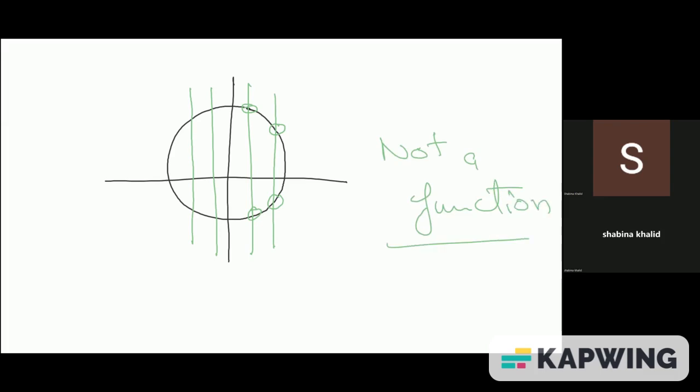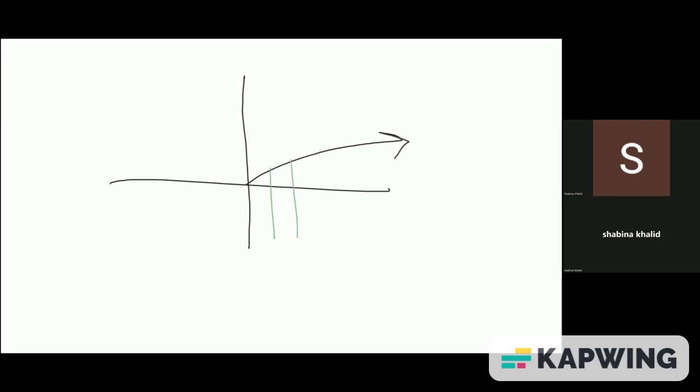Got it? So this is how we check on the graph whether it is a function or not. It's not only like this, we might have a graph that looks like this one. Is it a function? Yes, it is a function. How? If I drop a vertical line on it, I can see it's touching only at one point. So by using the vertical line test, I am able to find whether it's a function or not.